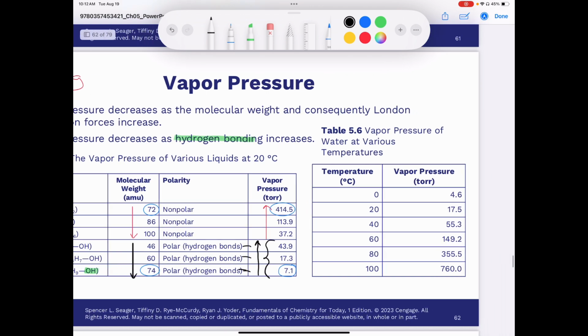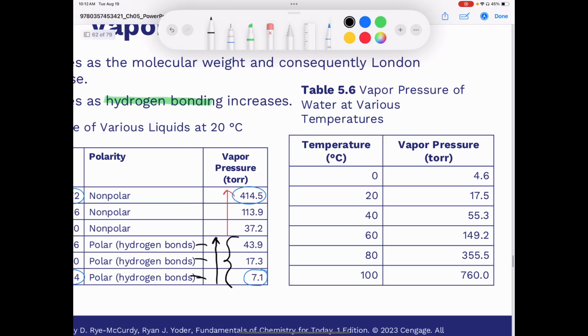You can also see the relationship between vapor pressure and temperature. This is just the vapor pressure of water at various specific temperatures. And you see that if we increase the temperature, we increase the vapor pressure. Think about it. If you have a glass of water at 0 degrees Celsius, it's going to evaporate much slower than if you were to have a pot of water at 80 degrees Celsius or a glass of water at 80 degrees Celsius. The hotter it is, the faster it's going to evaporate. Why? Because it has a higher vapor pressure.